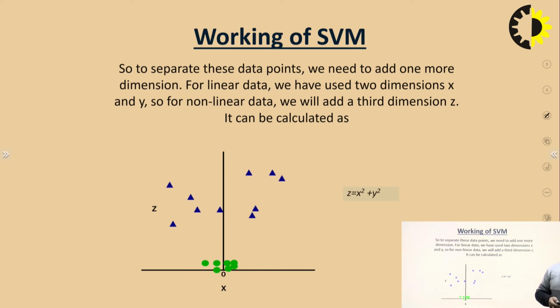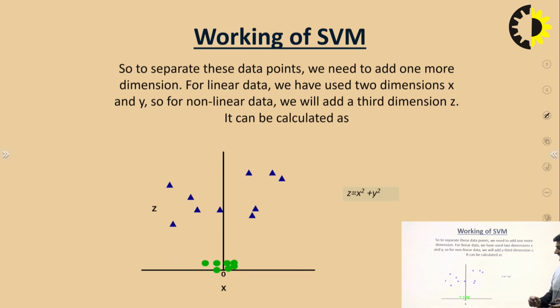So the only way to solve this is to add a new dimension. To separate these data points, we need to add one or more dimensions. For the linear data we have two dimensions, as we mentioned before, and for the non-linear data we add a third dimension. We call the third dimension Z, and we can find its value with the help of this formula: Z equals x squared plus y squared. With this formula, we add the third dimension.